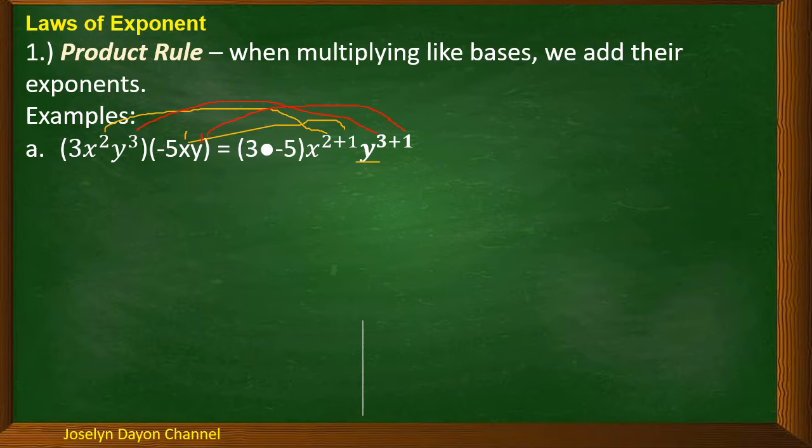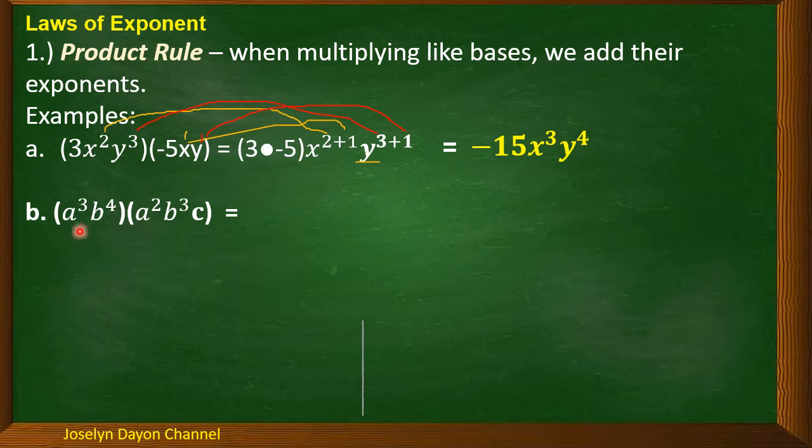Now let's simplify further. So 3 times negative 5 is equal to negative 15. And of course, we have to copy the variable x. We have here x, then 2 plus 1 is 3. Then the variable y, 3 plus 1 is 4. So this is now our answer: negative 15x cubed y to the power of 4.